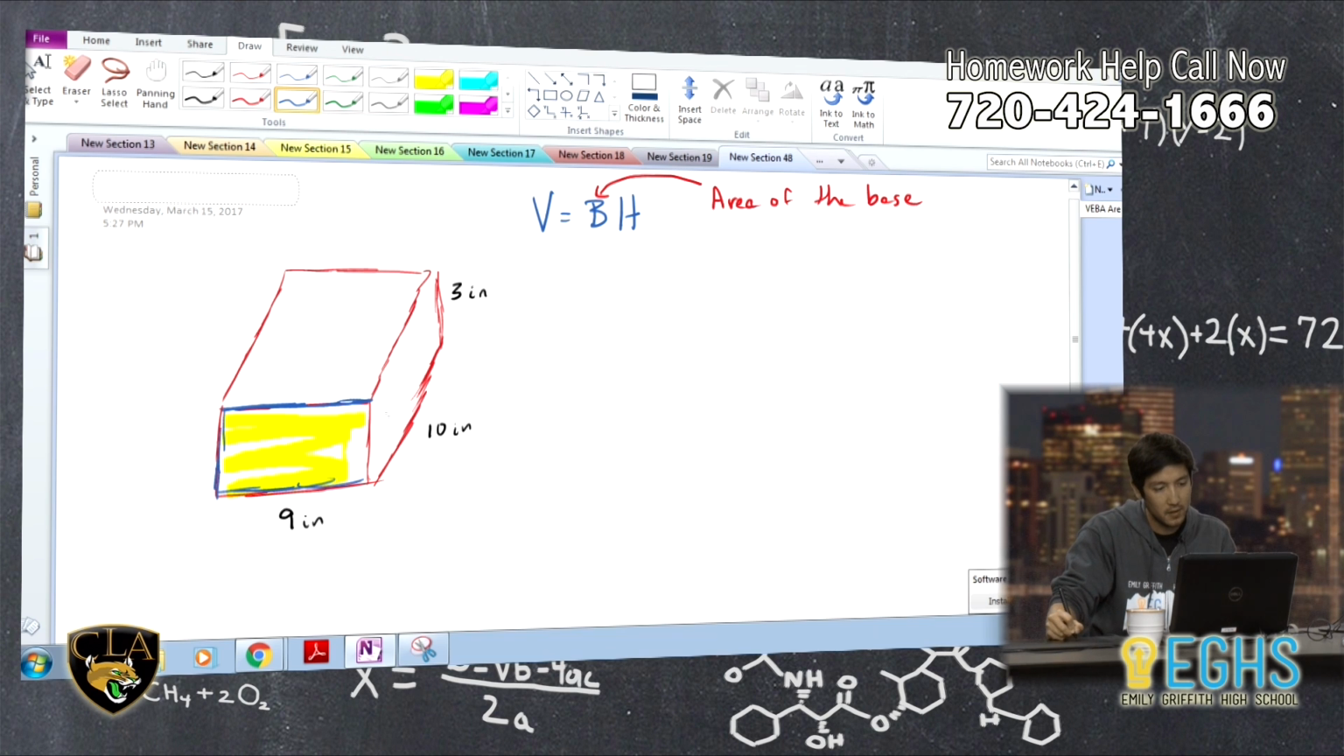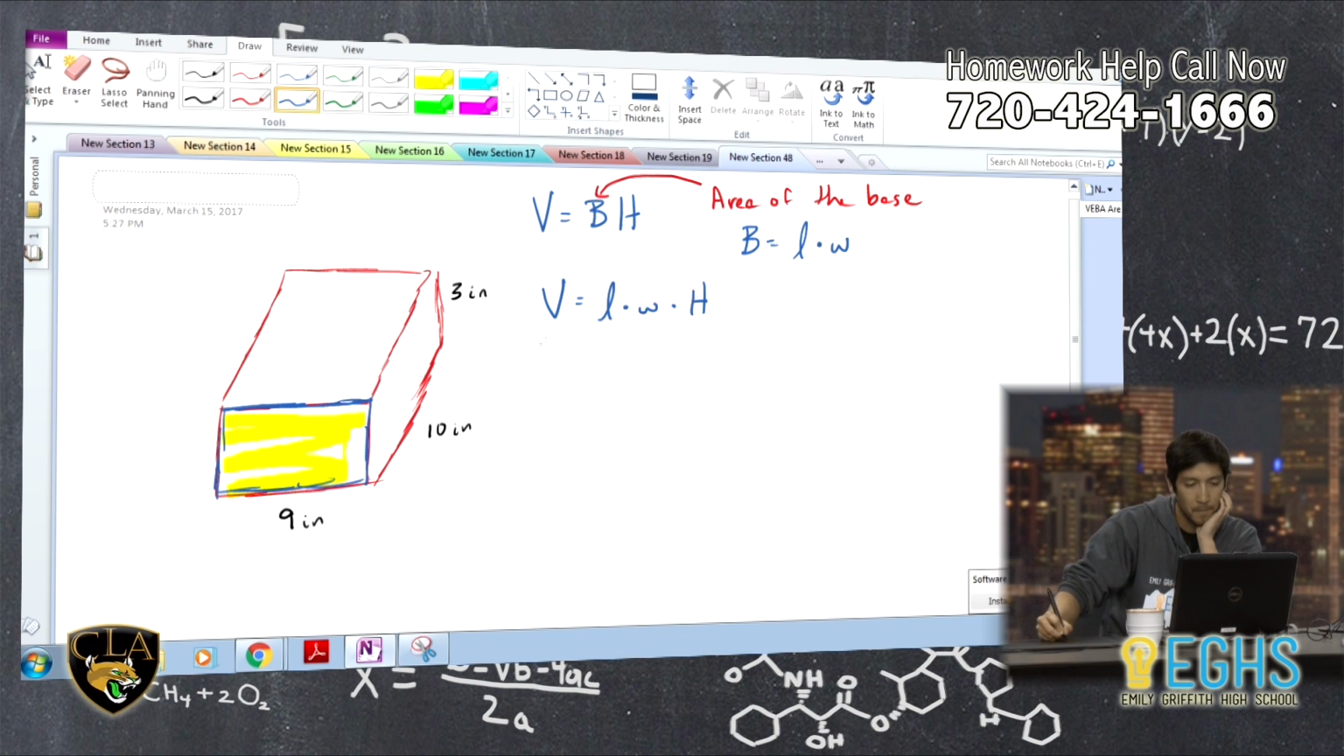So for the area of the base, I can rewrite this equation as the area of the base is length times width of a rectangle. I'm going to rush through this a little bit because we're running out of time. I'm going to rewrite this then as volume equals length times width times height. And then all you're doing is plugging in some values here.